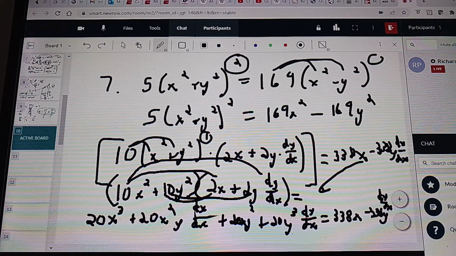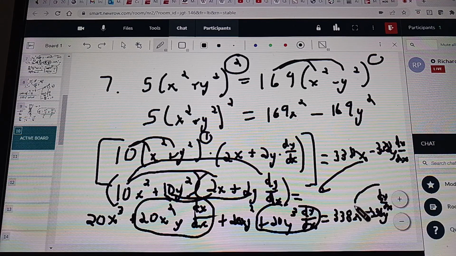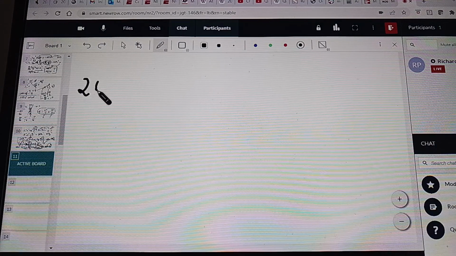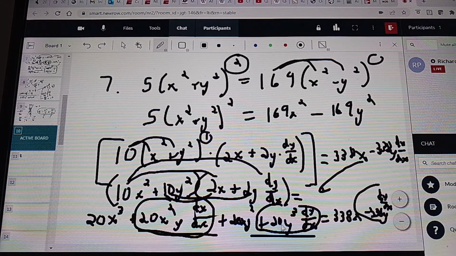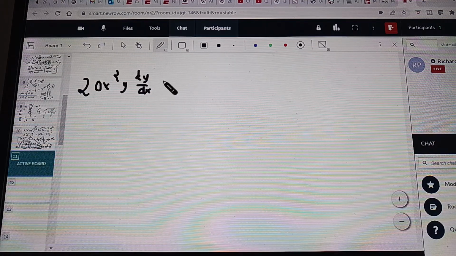So there's 6 total terms. 3 of them have dy over dx: 1, 2, 3. 3 of them have it, 3 of them don't. So I'm going to leave these 2 on the left side of the equation: 20x squared y dy over dx plus 20y cubed dy over dx.